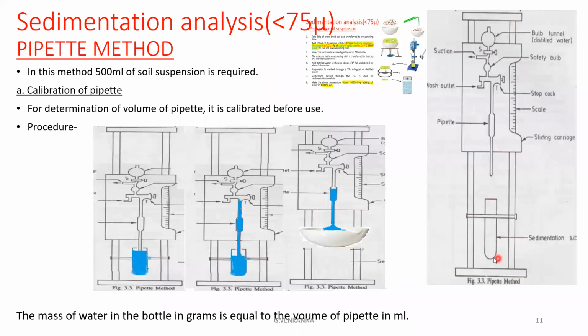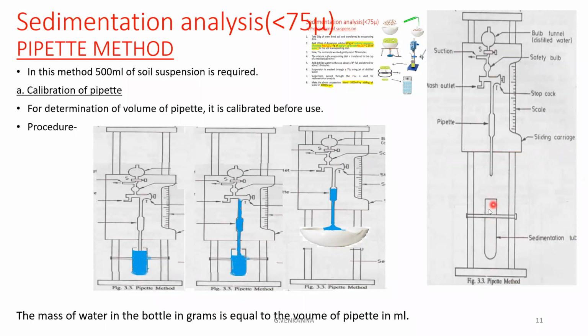First, this is known as the sedimentation tube. In this sedimentation tube we take the soil suspension. The preparation of the soil suspension is like the sedimentation analysis discussed in the previous chapter, so once you go through the last video, you can get the idea. We have prepared 1000 ml of soil suspension, and out of it we take only 500 ml into the sedimentation tube.